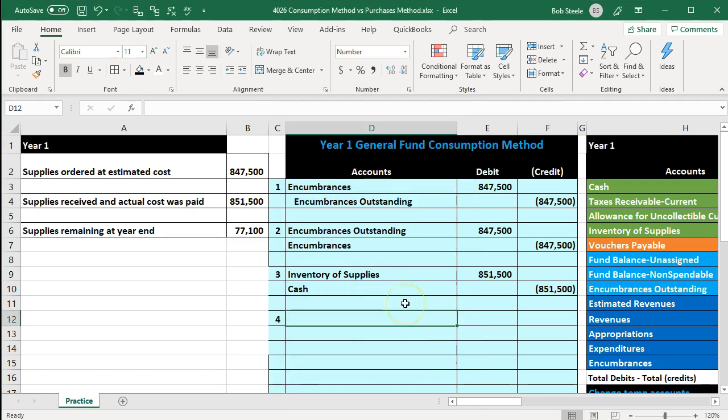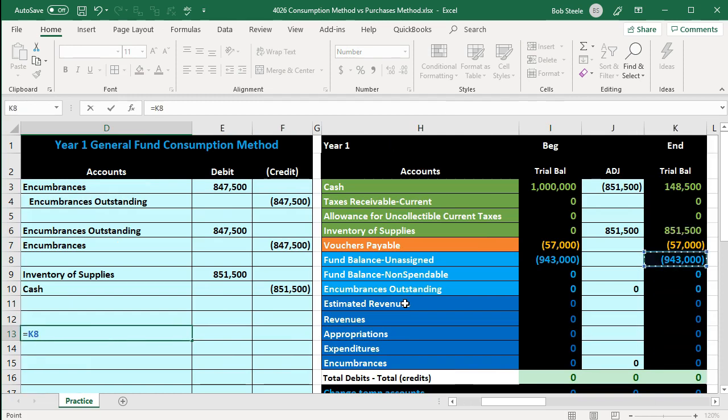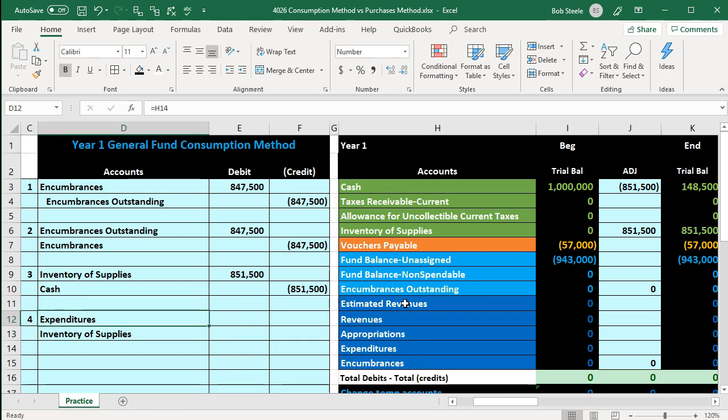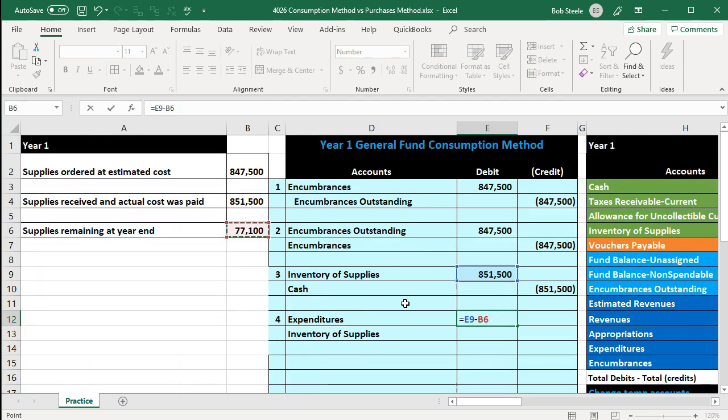So what we're going to do is say supplies needs to go down. It has a debit balance. We're going to credit supplies. That's what's in supplies right now. It needs to go down to 77,100. Credit supplies, and the debit is going to go to the expenditure. So this is how much we're assuming that we consumed, and therefore the related kind of expense account, the expenditure account. So this is going to be equal to the 851.5 minus the physical count, 77.4, and the credit then is going to be the same.